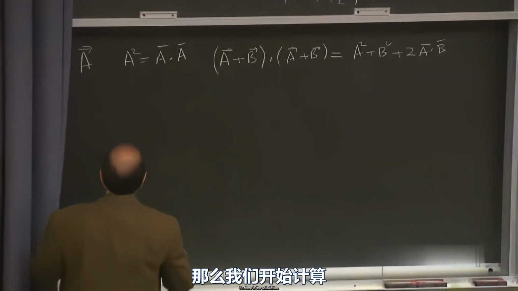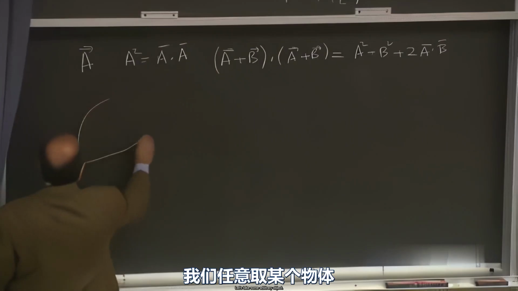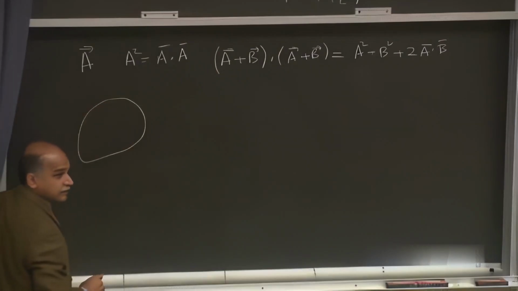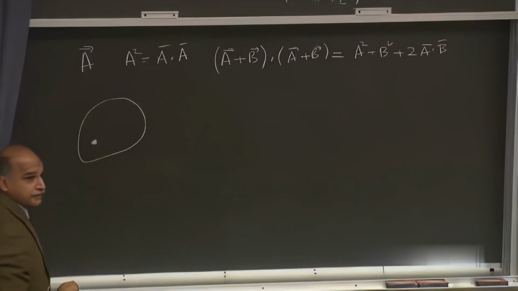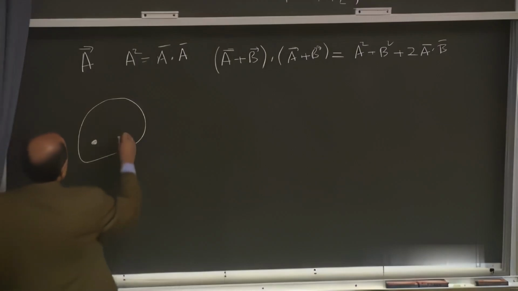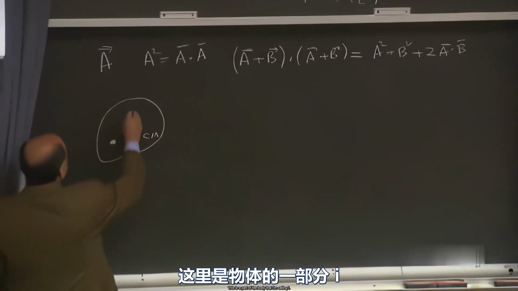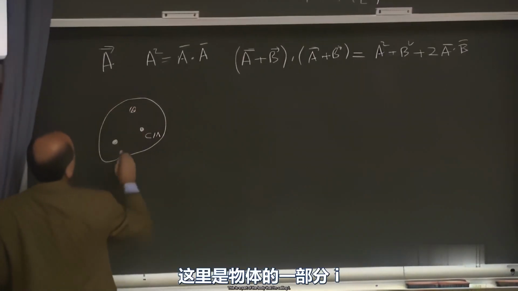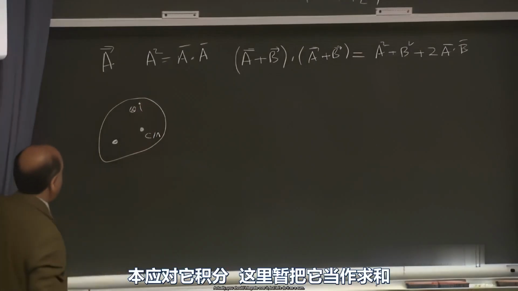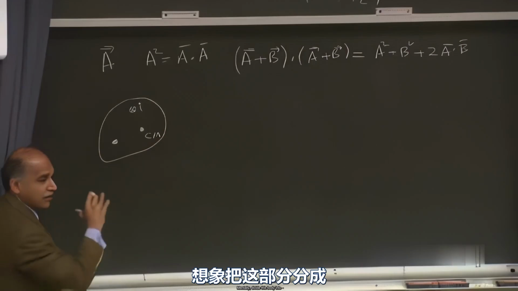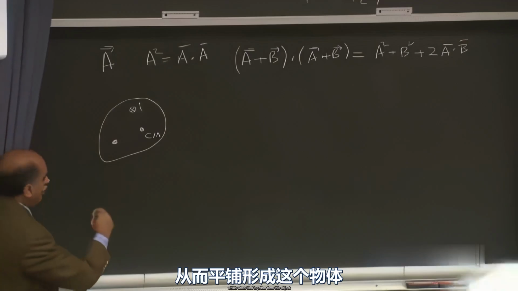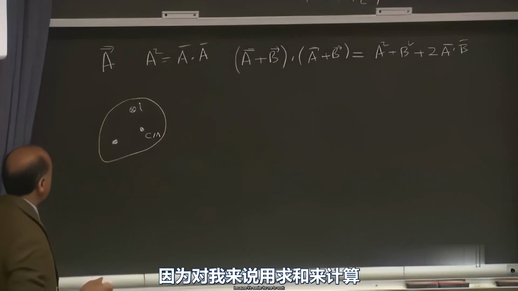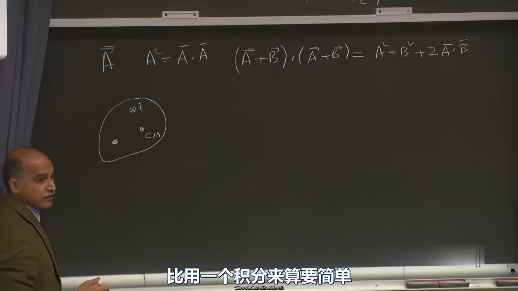So here is the calculation. So let's take some arbitrary object. And you want to find the moment of inertia around that point. This is the center of mass. And this is a part of the body that I'm calling I. Actually, you should integrate over it, but let's do it as a sum. Mentally divide this body into 100,000 million tiny little squares, which when tiled together form this object, because it's easier for me to work with a sum than with an integral.